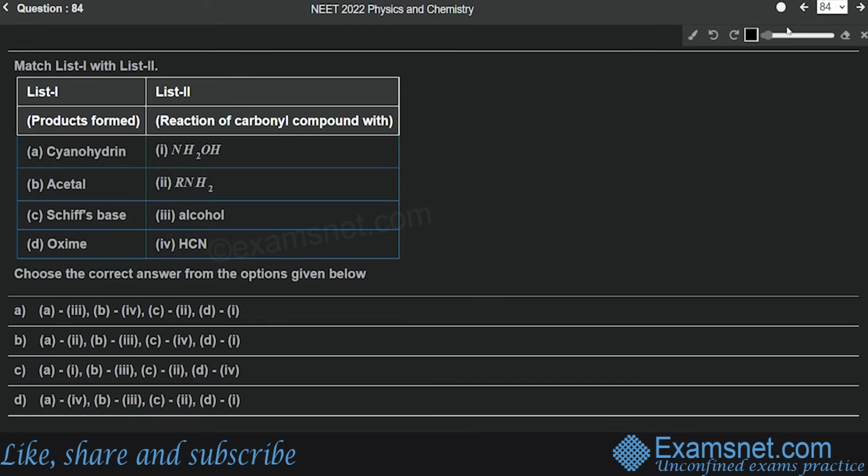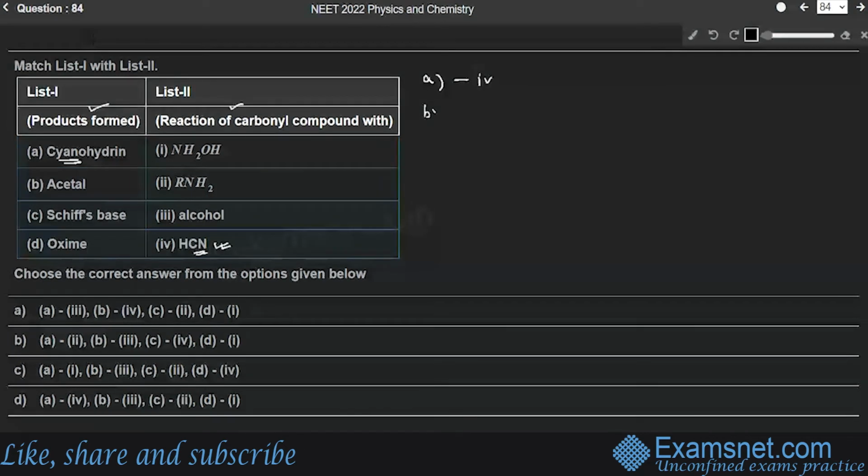Question number 84 is from the chapter Aldehydes, Ketones and Carboxylic Acids, and here we have to match the products with one of the reactants. Okay, so the first one is cyanohydrin. As the name suggests, it should have a cyano group, right? So on this side you can see there is hydrogen cyanide, so the cyano group is there. When a carbonyl compound reacts with hydrogen cyanide, it leads to the formation of cyanohydrin. So the correct match for A will be number 4.